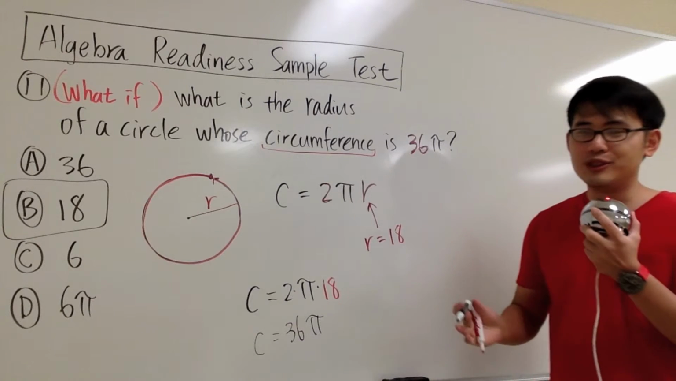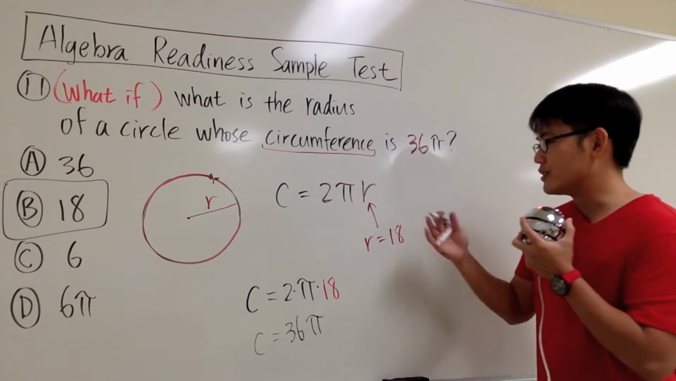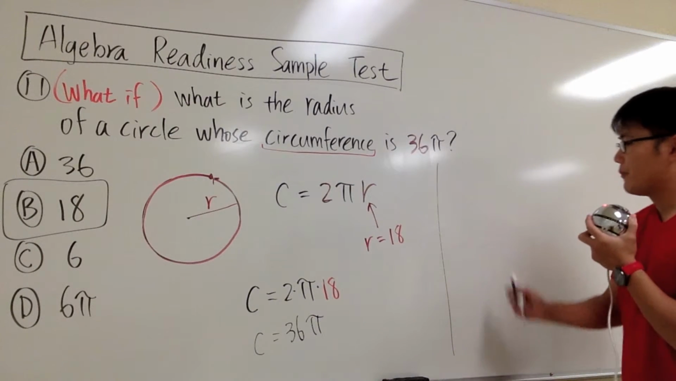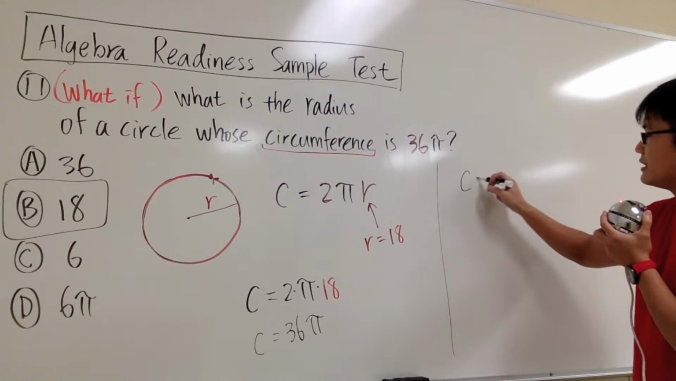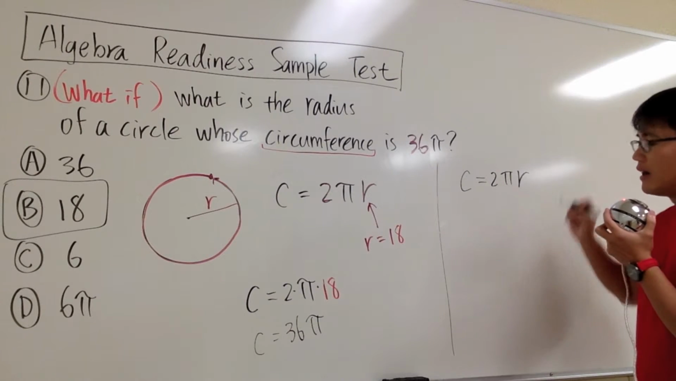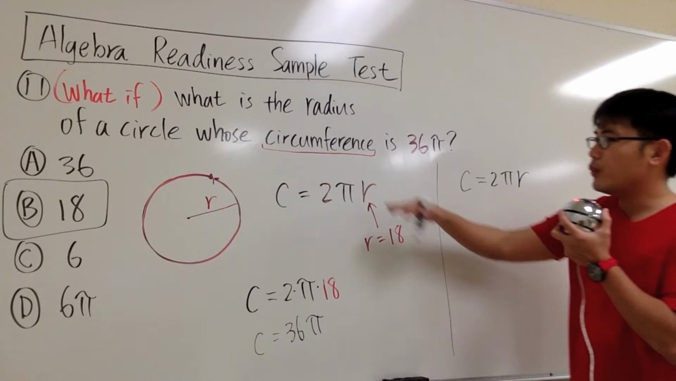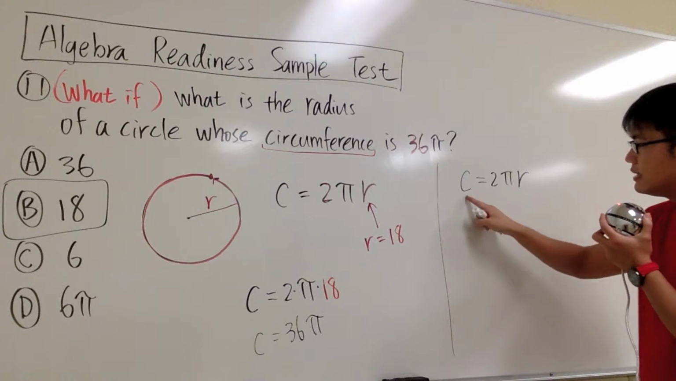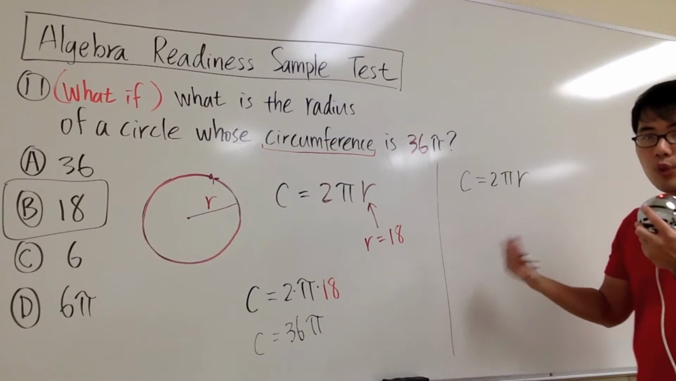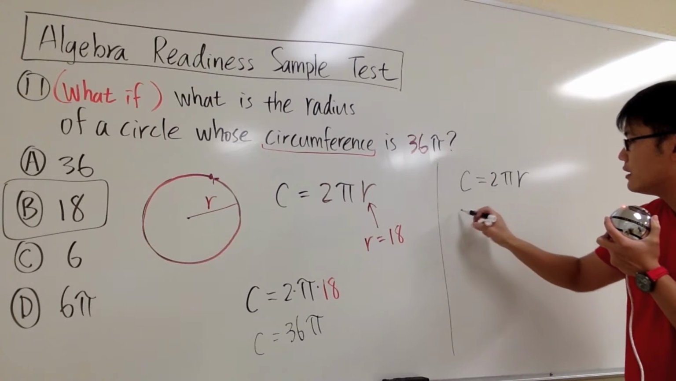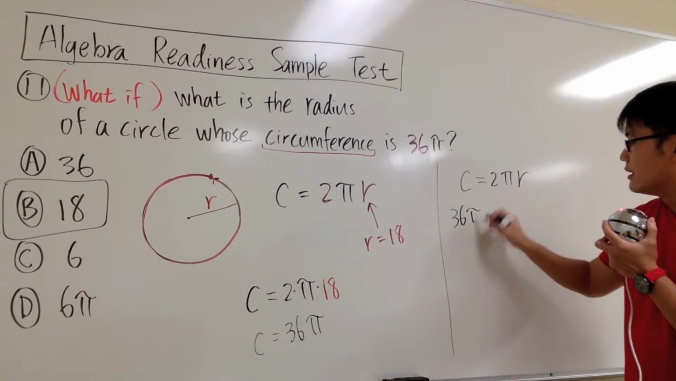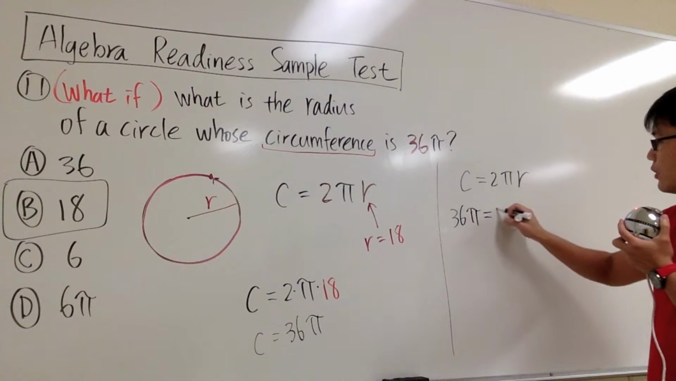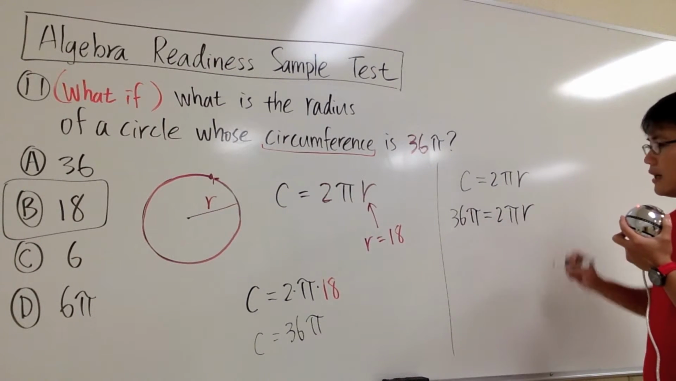But I would also like to show you guys the more algebra way to solve for r, instead of just thinking about it backwards. Here we go. We still have to know the formula though. C is equal to 2 pi r. And from the question, we know that the circumference is 36 pi. That means C will be 36 pi. We will plug the 36 pi into the C. So this is how it looks: 36 pi, and then the rest will stay the same. That's equal to 2 pi r.